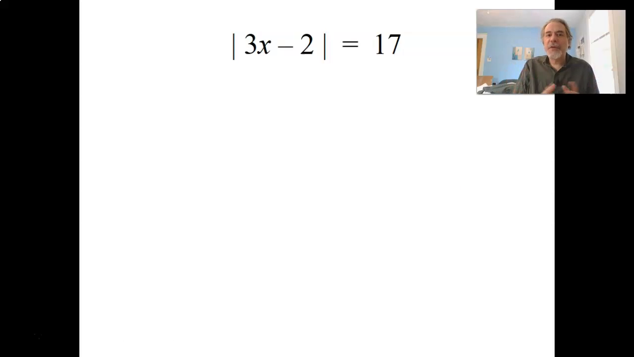What about this one? Absolute value of 3x minus 2 equals 17. So what are the two separate equations that this breaks up into?